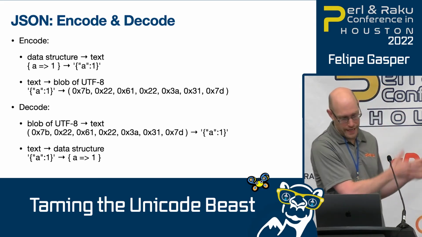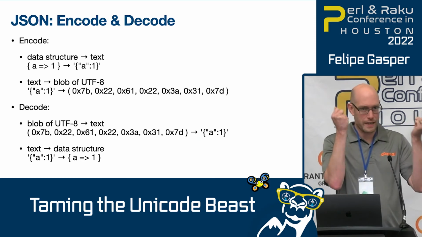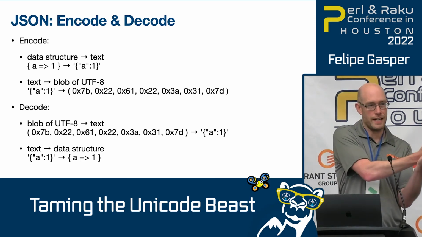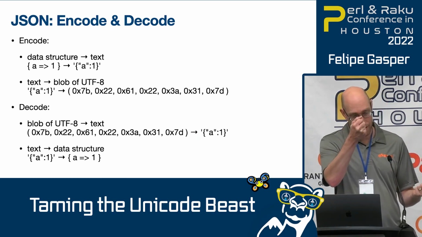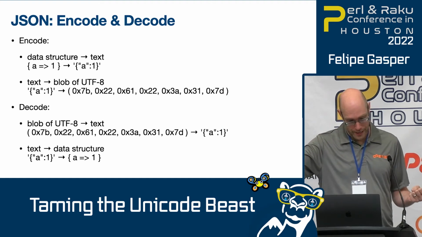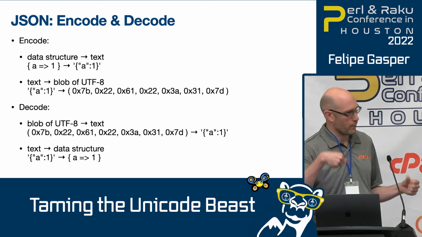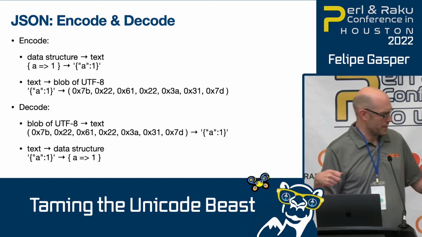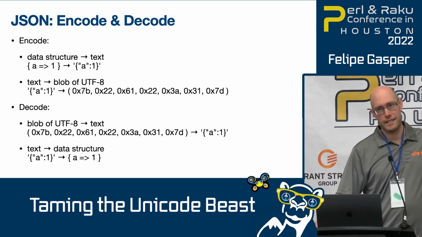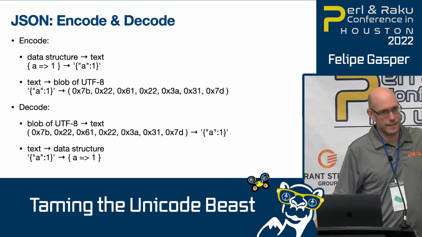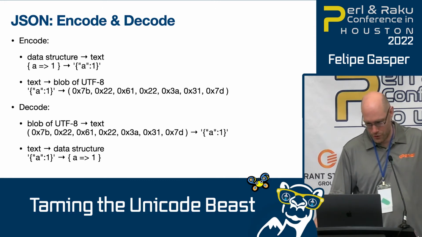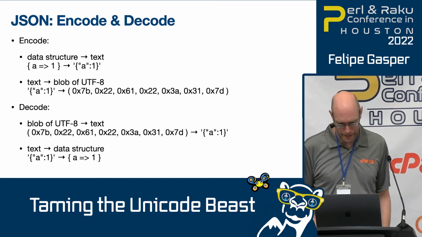Firstly, you have to take your data structure and you figure out what characters will represent that data structure. And then you're going to take those characters and you encode them as UTF-8. The decode, likewise, is a two-part transform. You take the UTF-8, decode it to characters, and then you take the characters and you figure out your data structure that you're going to give back to the nice Perl application.